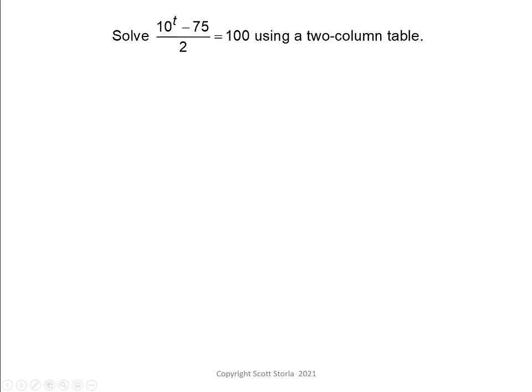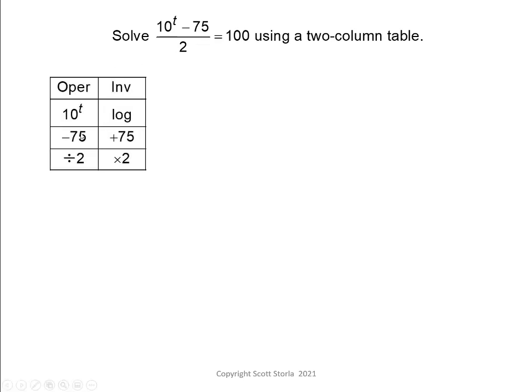And here's our last one. In this case, I have 1, 2, 3 operators. The exponential will be first, subtracting will be second, dividing last. So in my table, I'll have 3 rows, and exponential is first, subtraction second, dividing third. Here are my inverse operators. I'll remember to use log again since my original base was a 10.